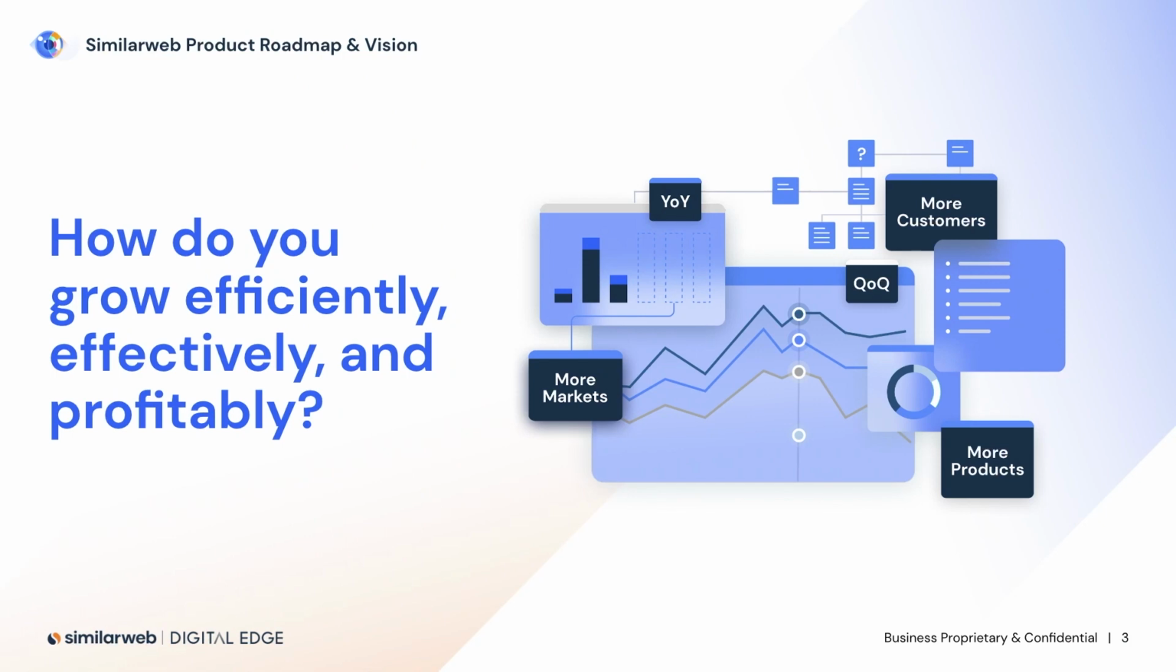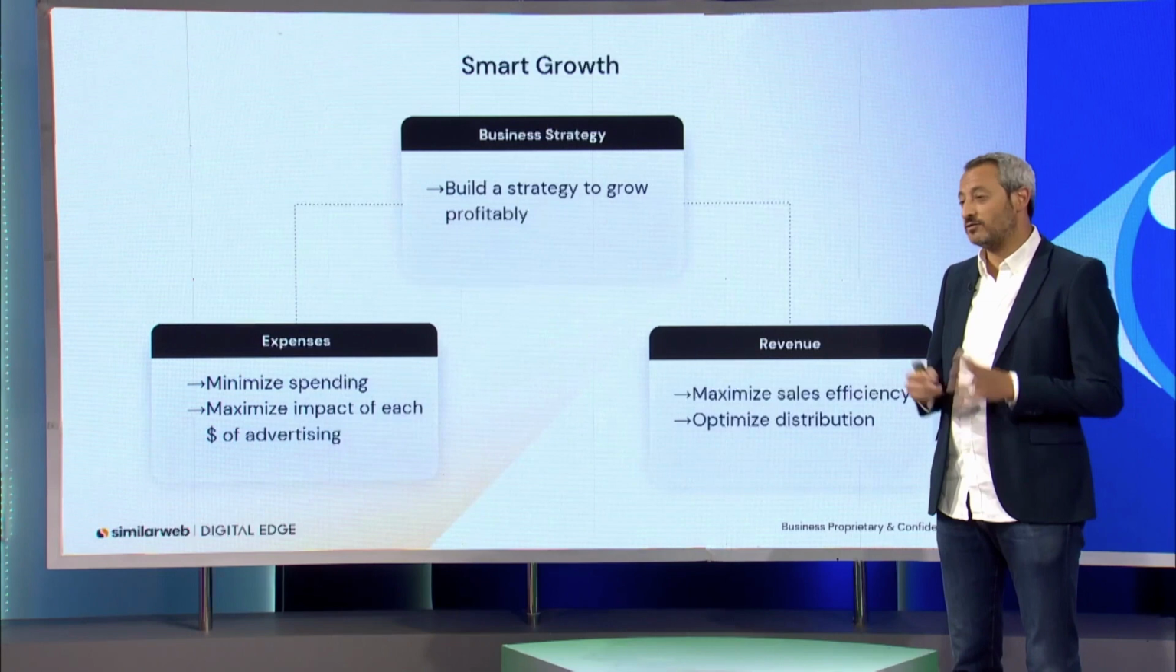Our CEO talked about it earlier in the day. Everybody is trying to achieve the same thing. How do you grow efficiently, effectively, and profitably? For that, it really relies on three pillars. We can call that smart growth, really. And you need three things.